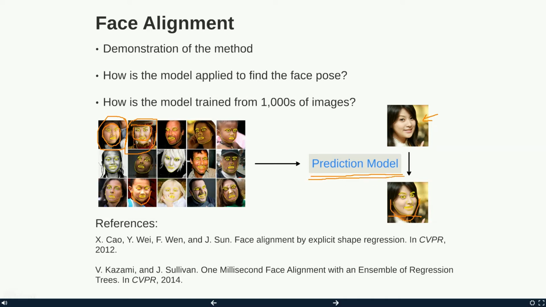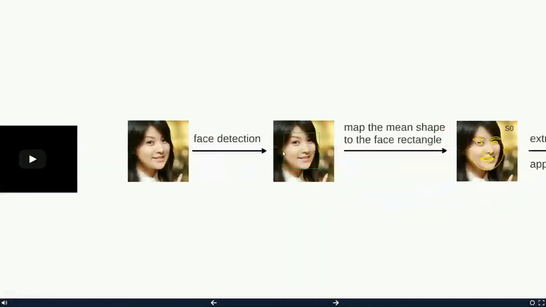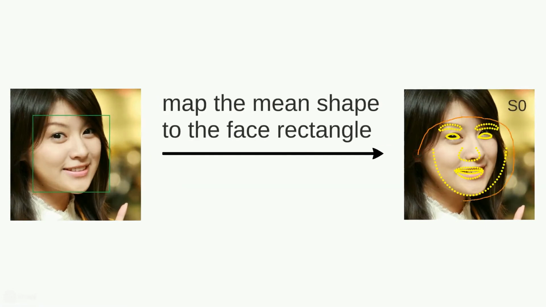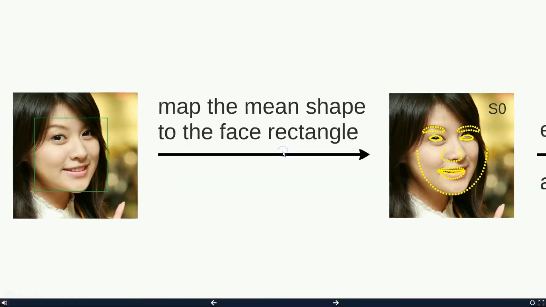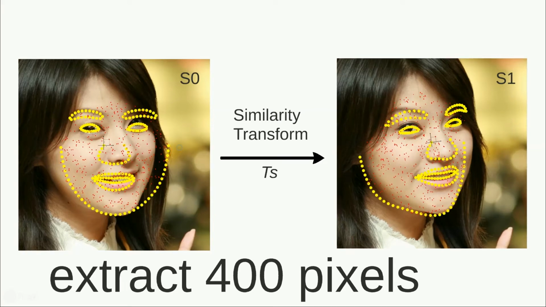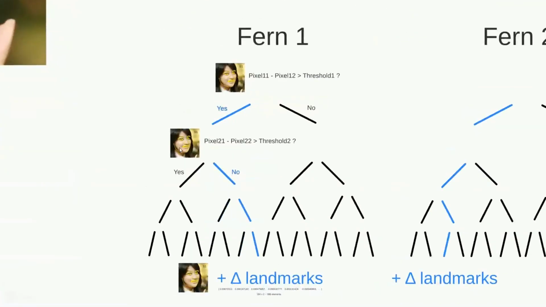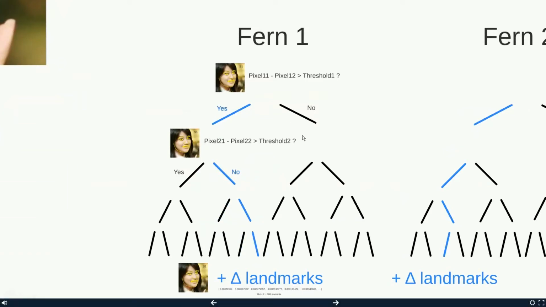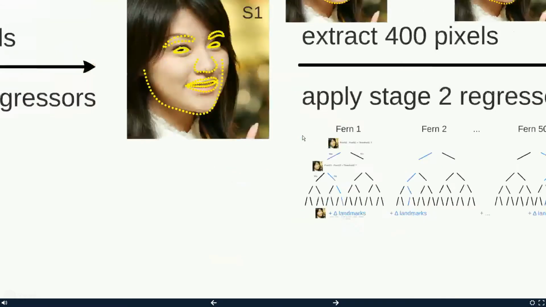In the previous video, I already talked about what's in the prediction model, and let's have a look at it. There are mainly three things in the prediction model. The first thing is the average shape, which is shape 0. The second thing is that in the 10 stages, for each stage, we need to extract 400 pixels to know their locations. And the third thing is we need to train the ferns. And for each fern, there will be classification questions, and at the end, at each leaf, there will be a delta landmark. So the first two things are relatively easy to explain. We will explain these two things first.